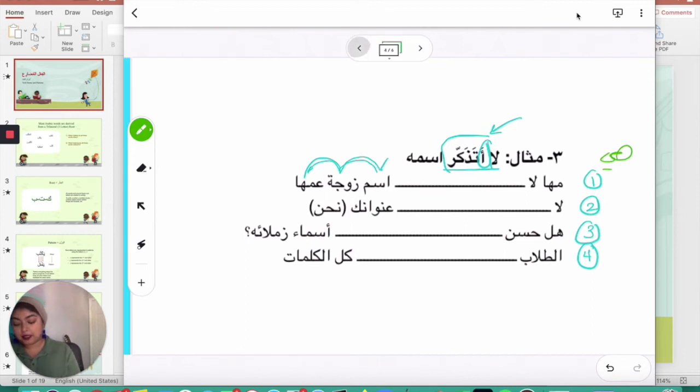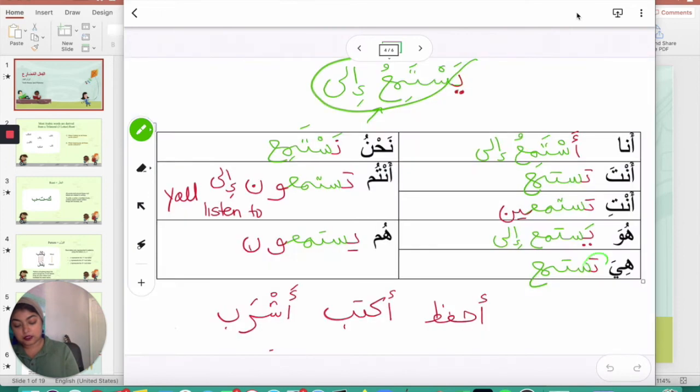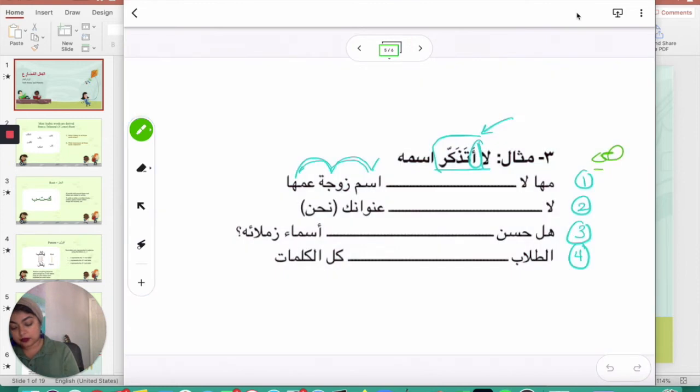So remember for hiya, what did we start with? We started with the ta. So we look at this verb and we say, okay, we're going to change that first letter. Just going to erase this so I have some room. We're going to change that first letter to a ta and keep everything else exactly the same. تتذكر. مها لا تتذكر اسم زوجة عمها.